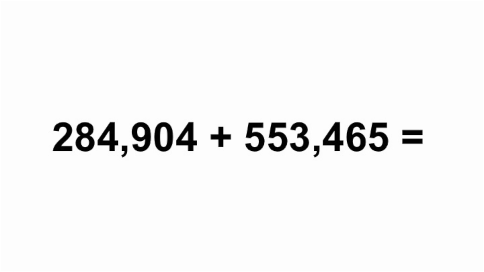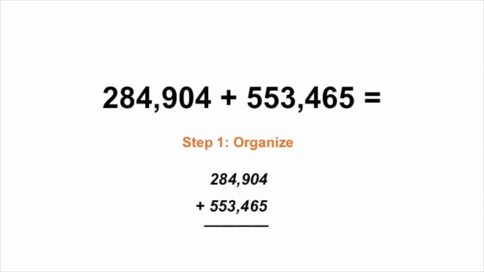284,904 plus 553,465. Excellent, guys. So you'll notice here now, we're adding together 2 6-digit numbers. Both numbers have the same amount of digits. So when we come to do step one, we all have values in the ones, tens, hundreds, thousands, 10,000s, and 100,000s columns. And where do we start? Do we start with the 100,000s? No. Always start with the lowest numbers, which is ones.